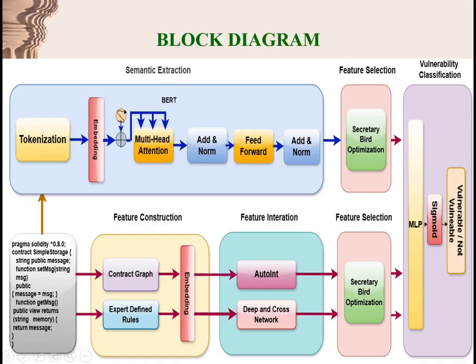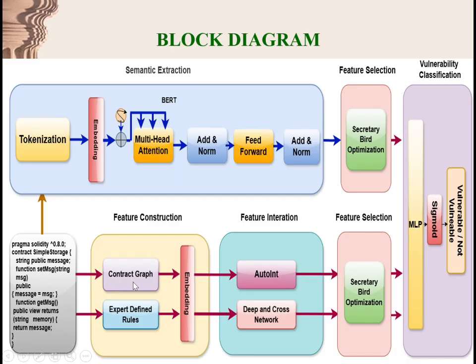This is the block diagram of the model. The raw solidity code of the smart contracts is the initial input. The tokenization is the initial process which separates the individual tokens, and then the embedding is applied to assign the location and its connection to other tokens, followed by the process of extracting embedded features by the BERT encoder, and then selecting the features using hybrid secretary bird optimization.